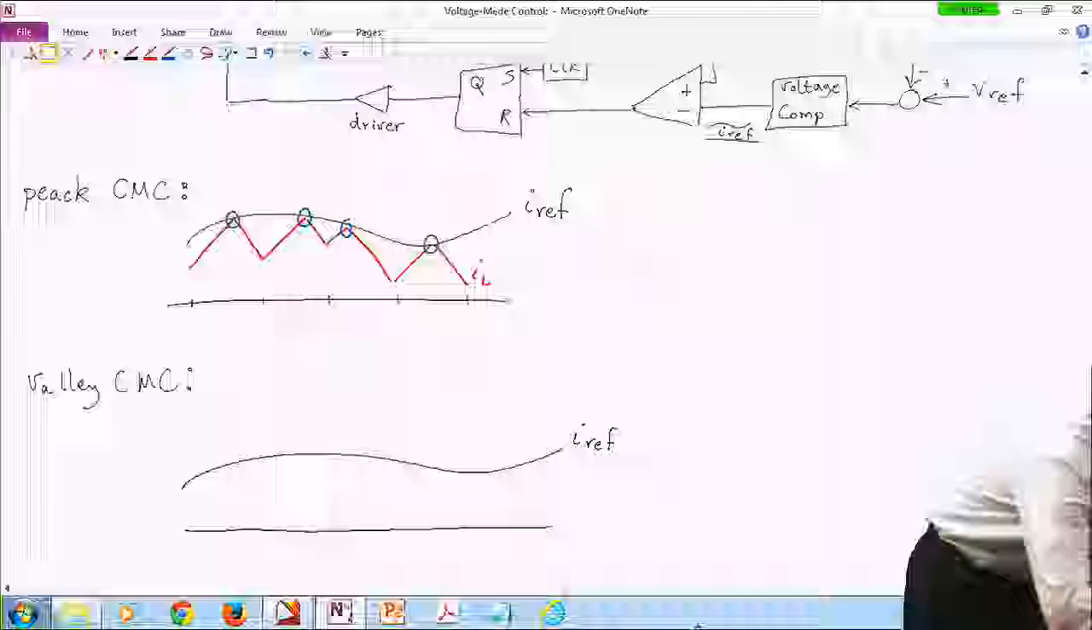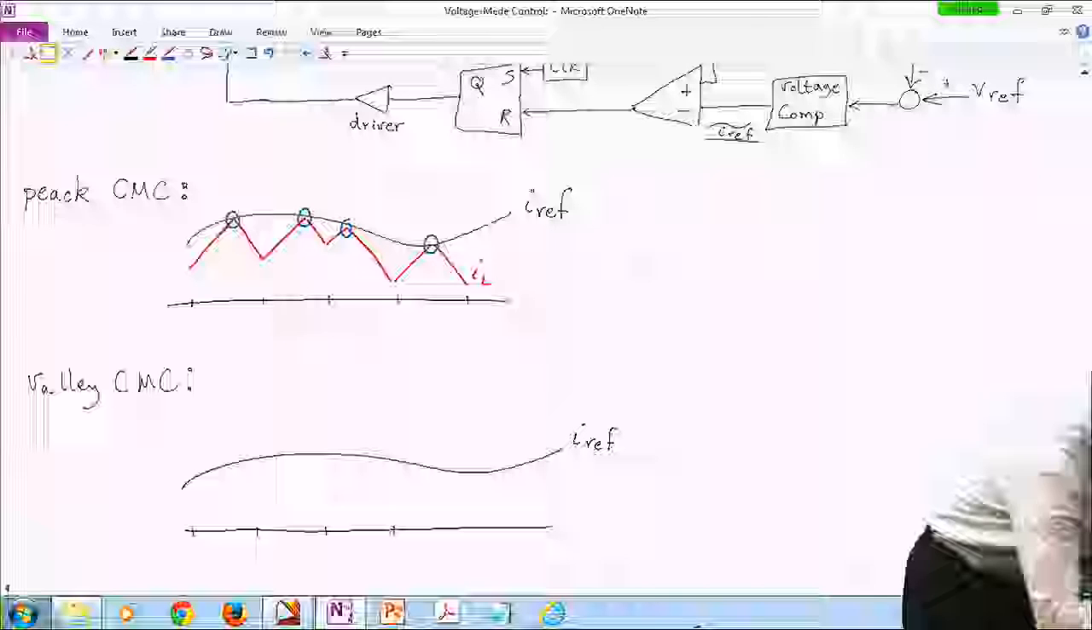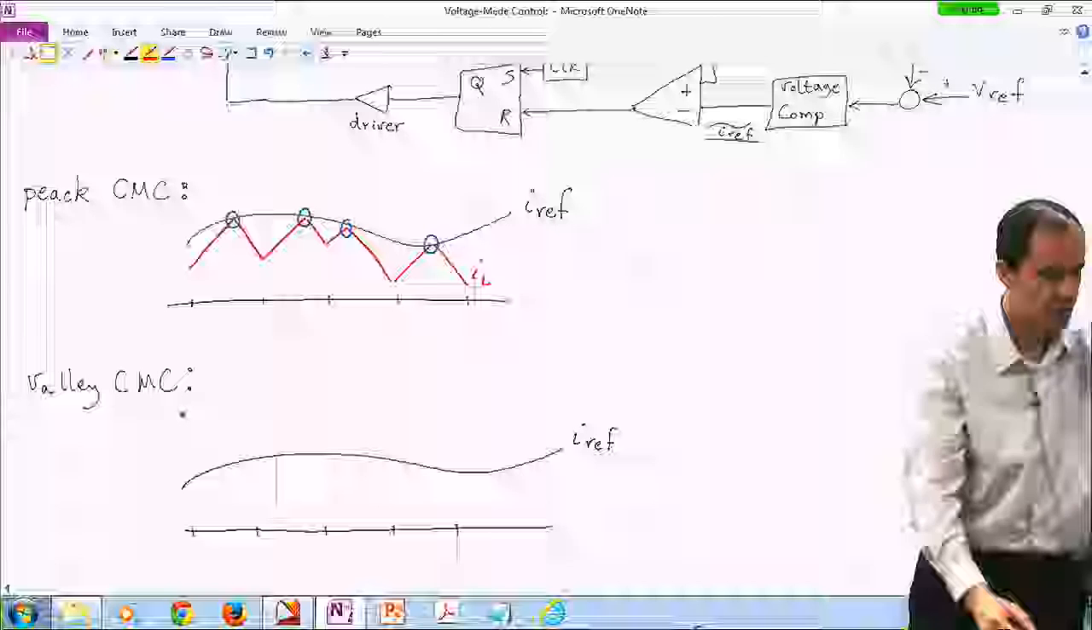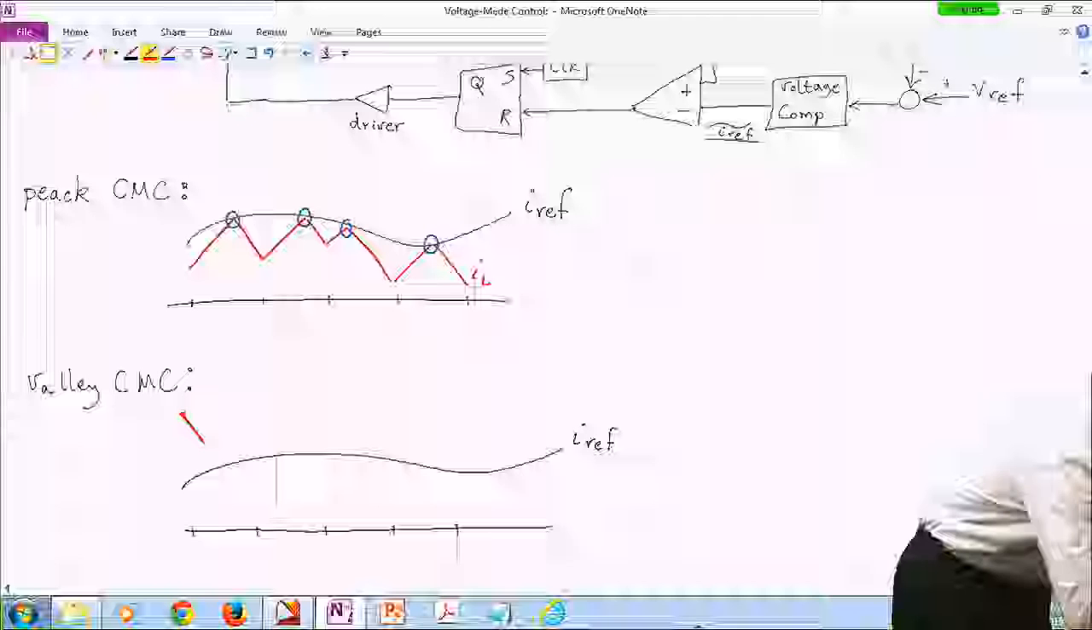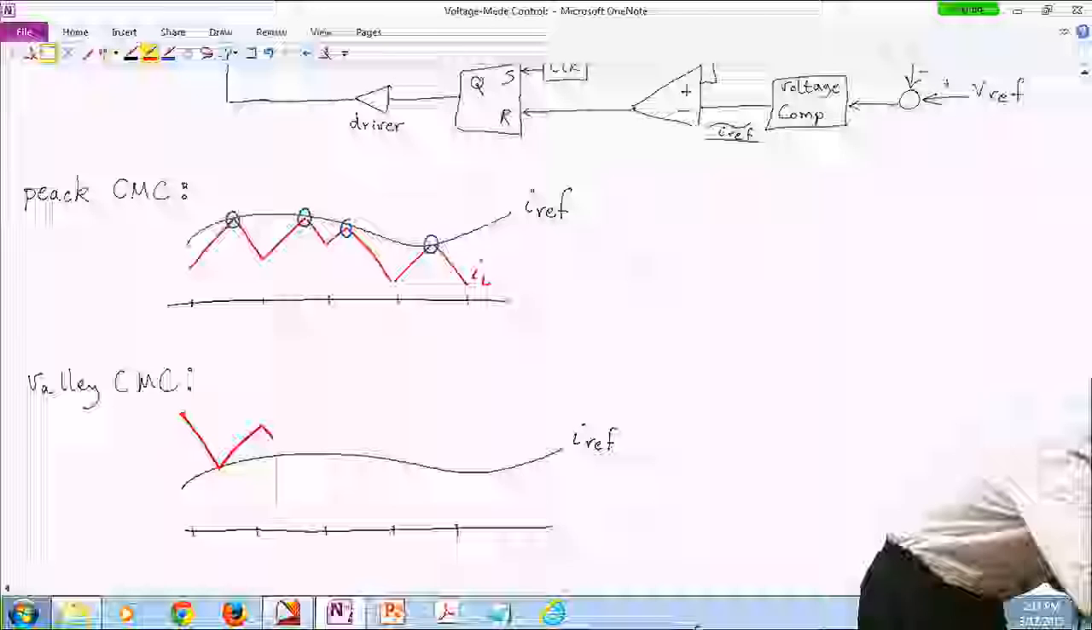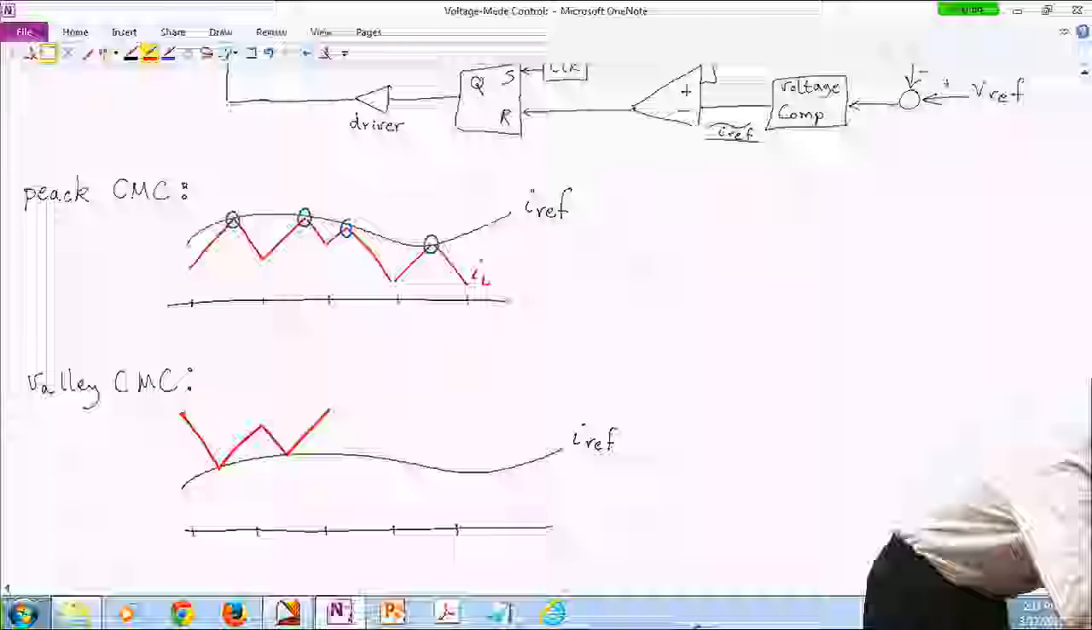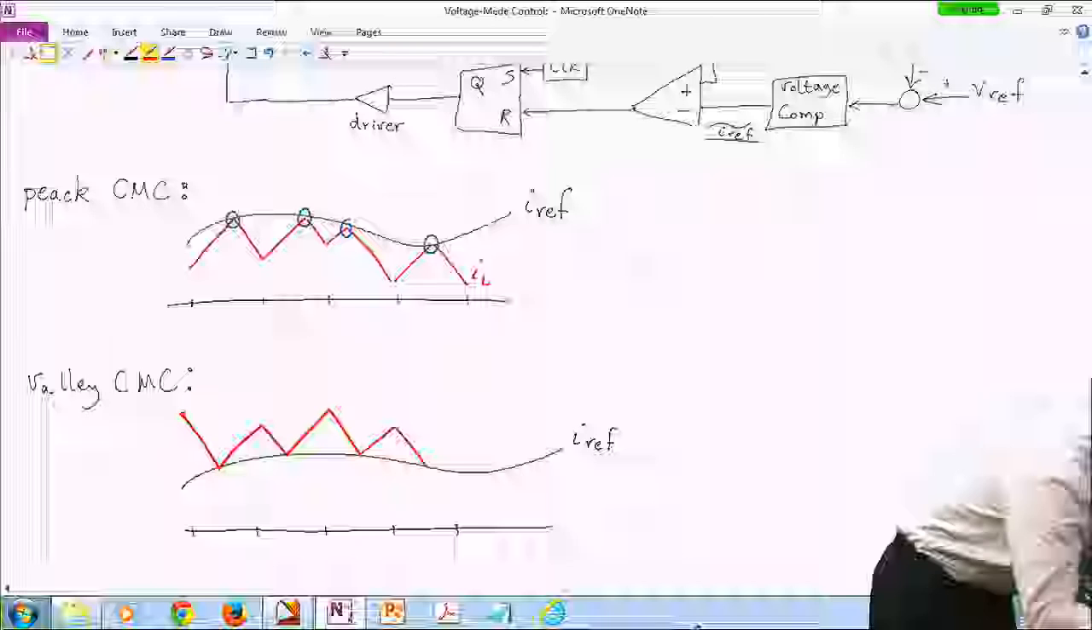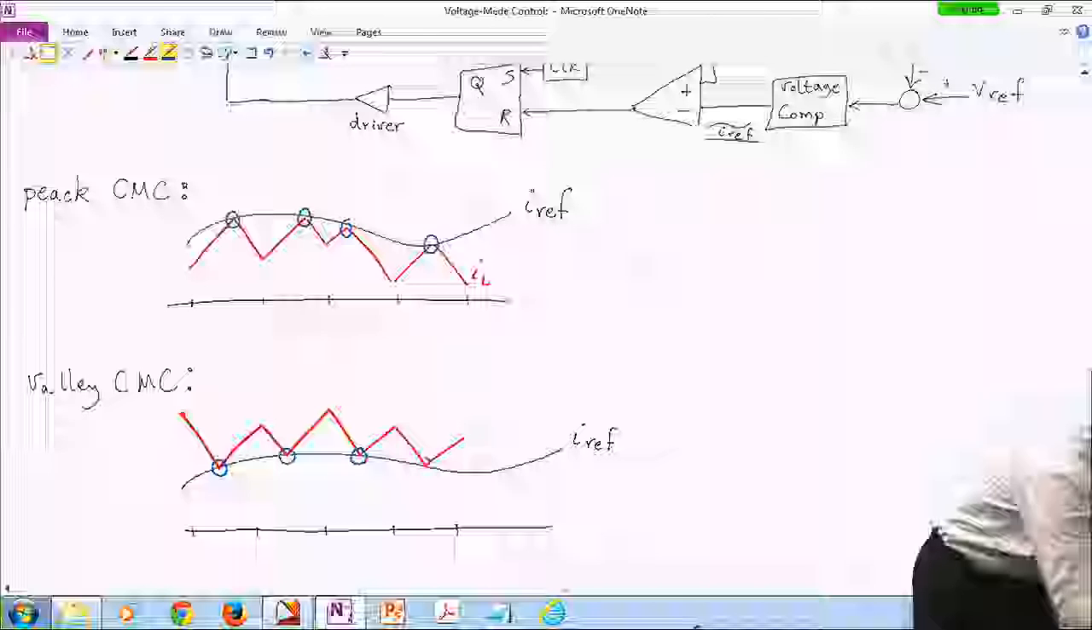So we have this cycle again, determined by the clock. So let's say the inductor current is here. This time, we turn the switch off at the beginning of each cycle. So the inductor current ramps down. And then as soon as it hits the reference, we turn the switch on. So it ramps up. And again, at the beginning of the cycle, we turn the switch off. The inductor current ramps down. And then it ramps up. And so on and so forth. So this time, instead of controlling the peak, we are actually controlling the minimum values of the inductor current. So it's called valley current mode control.